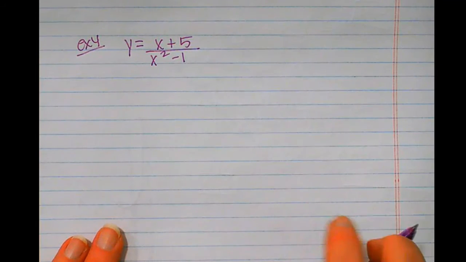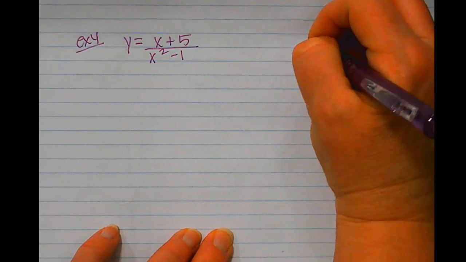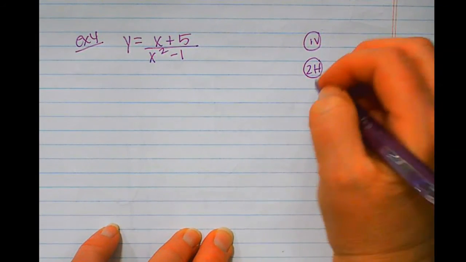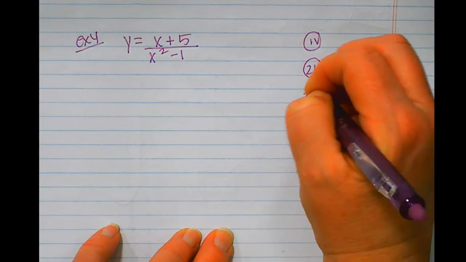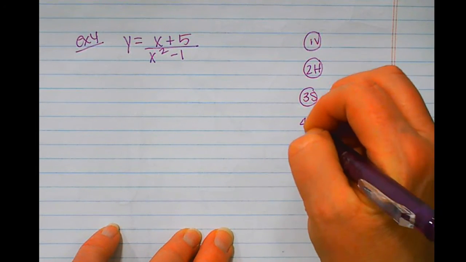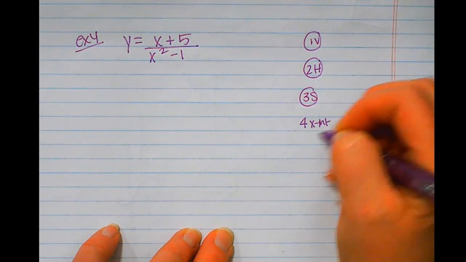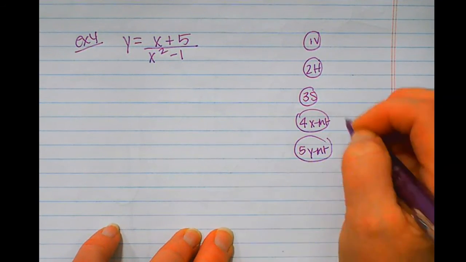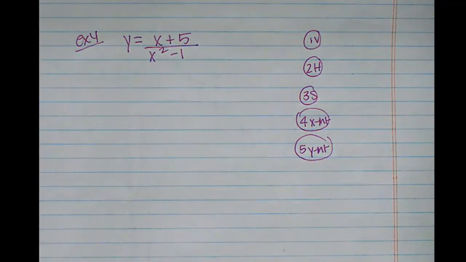All right, so example 4 says x plus 5 over x squared minus 1. I'm going to do the same things in the same order. Number 1, find the vertical ones. Number 2, I'm going to check for horizontal. Number 3, check for slant. Number 4, check for x-intercepts. And number 5, check for y-intercepts. I'm going to do those 5 things, and then I should have an idea of what my thing looks like.